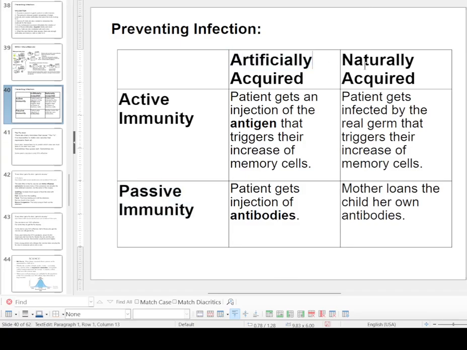What's naturally acquired? Well, the old-fashioned way: the patient gets infected by the real germ, the real thing. And some may say, I'd rather get infected by the real thing than by a vaccine, because vaccines are government mind control poisons, but at least the real germ is 100% natural. The real germ kills people.